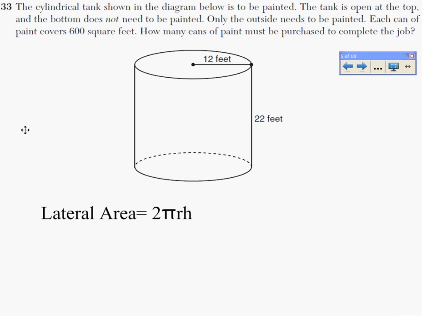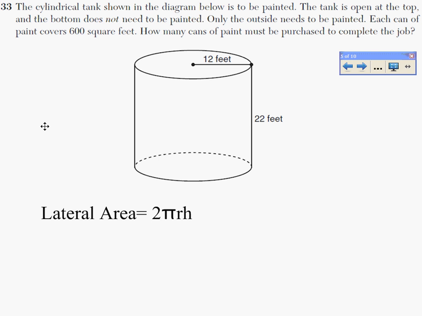In this video, we're going to be going over problem number 33 from the June 2012 Geometry Regents. The cylindrical tank shown in the diagram below is to be painted. The tank is open at the top and the bottom does not need to be painted. Only the outside needs to be painted. Each can of paint covers 600 square feet. How many cans of paint must be purchased to complete the job?